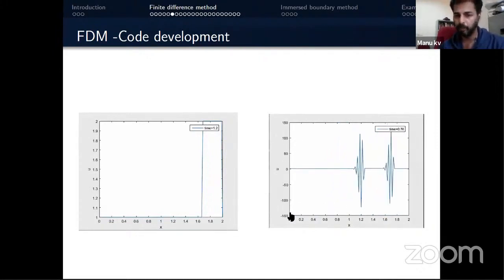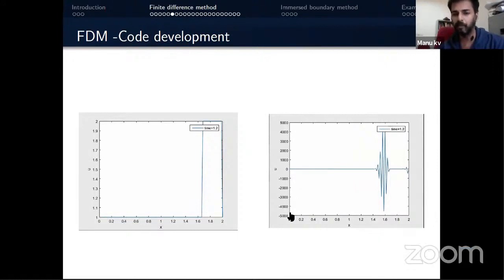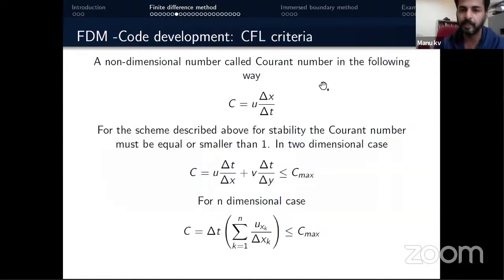You can see the code is blowing up. In the y-axis, the values are extremely high, and we are getting a wrong solution. So we have to be extremely careful with the time advancement delta t, which we have to calculate prior to the simulation. This is related to u delta t by delta x, or c delta t by delta x. This is called the Courant number, which is an extremely important number for unsteady flows.